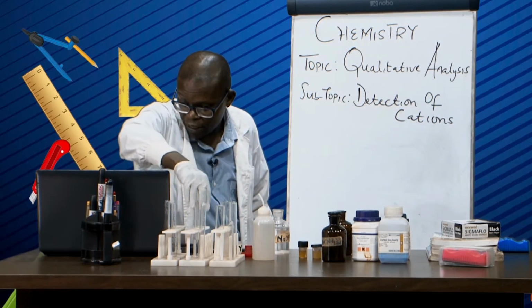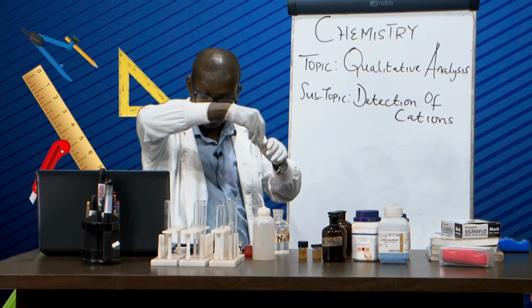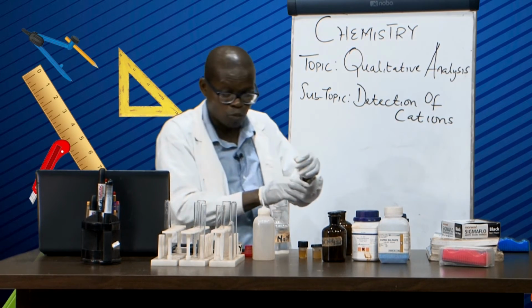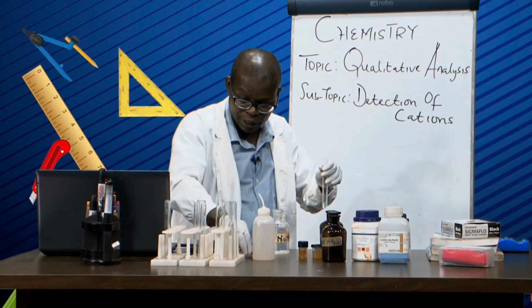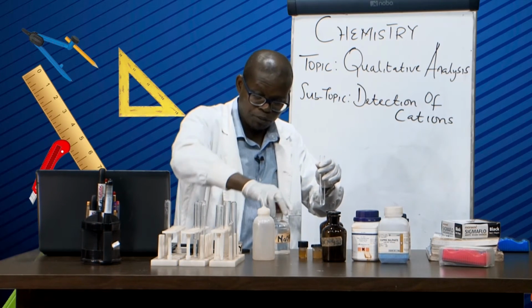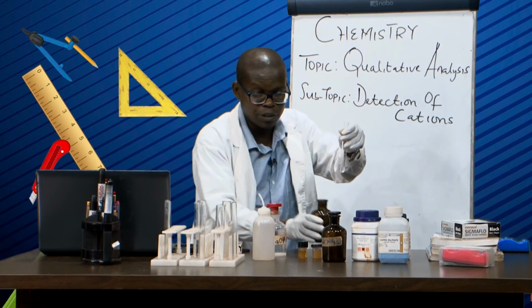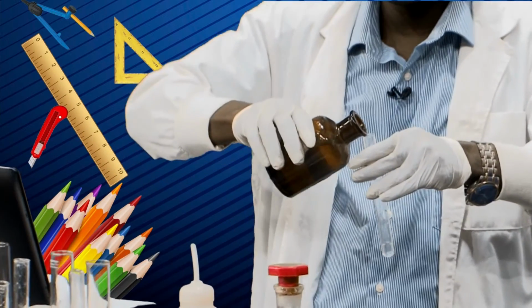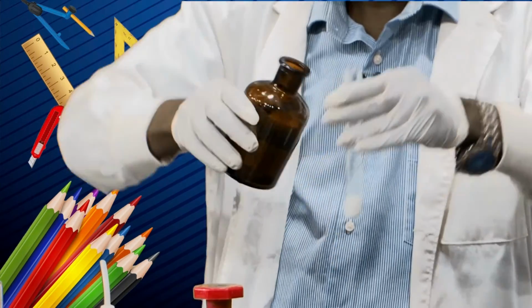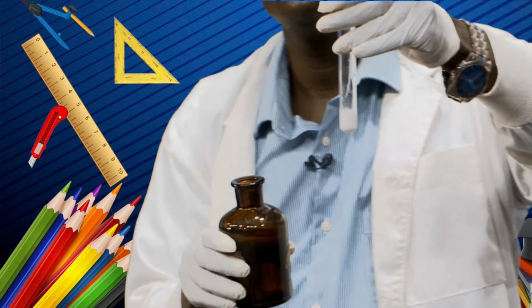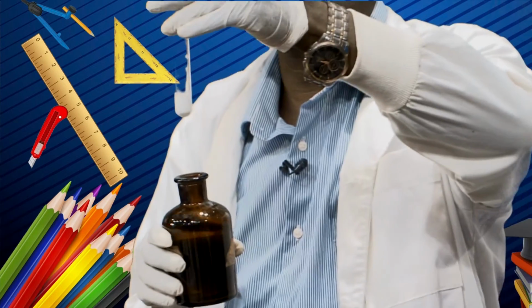Now, let's take the other solution. This time around, we are adding ammonia. We are adding ammonia solution in drops. Don't forget this contains lead 2 ion. So we are adding ammonia in drops. You see, white precipitate. It is not gelatinous.